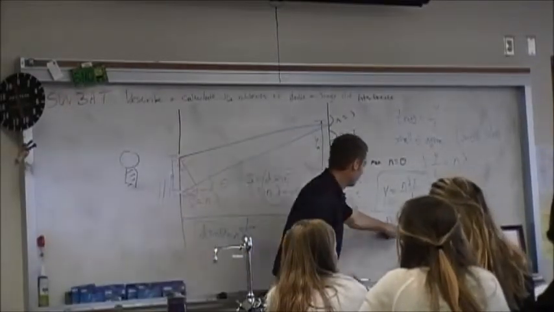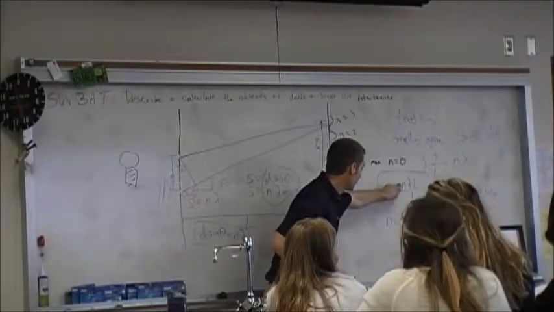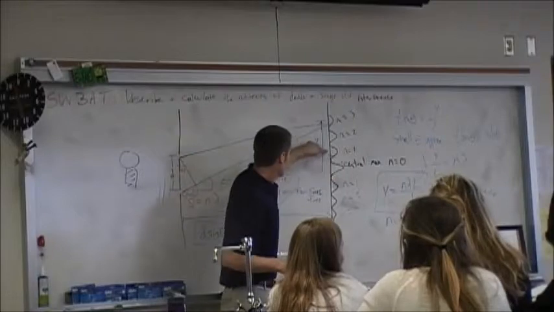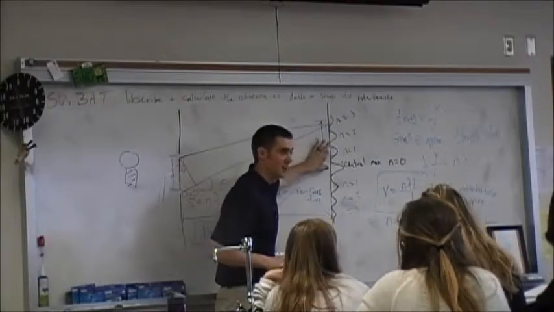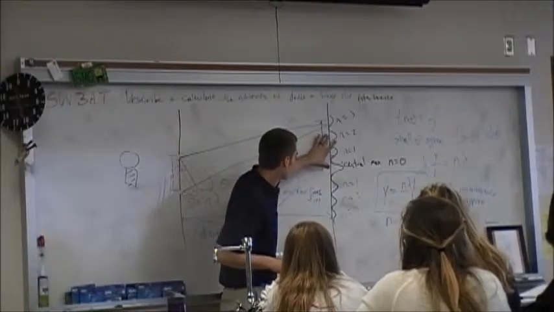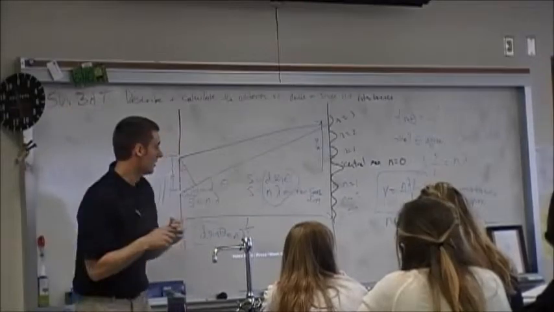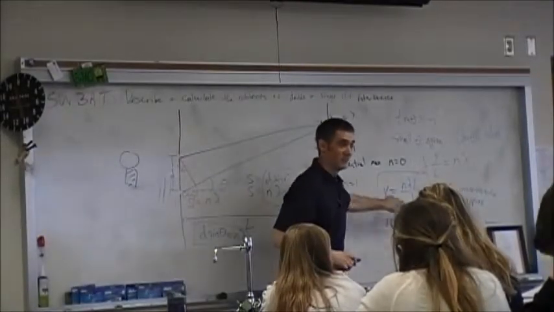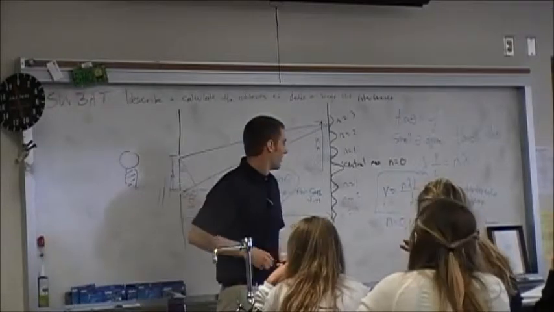If n is 0, you're looking at the central maximum. If n is 1, then you're looking at the first maximum outside of the center, and how far away it is. If n is 2, you're looking at how far away the second one is. N is 3, the third one, etc. Okay? This is handy.